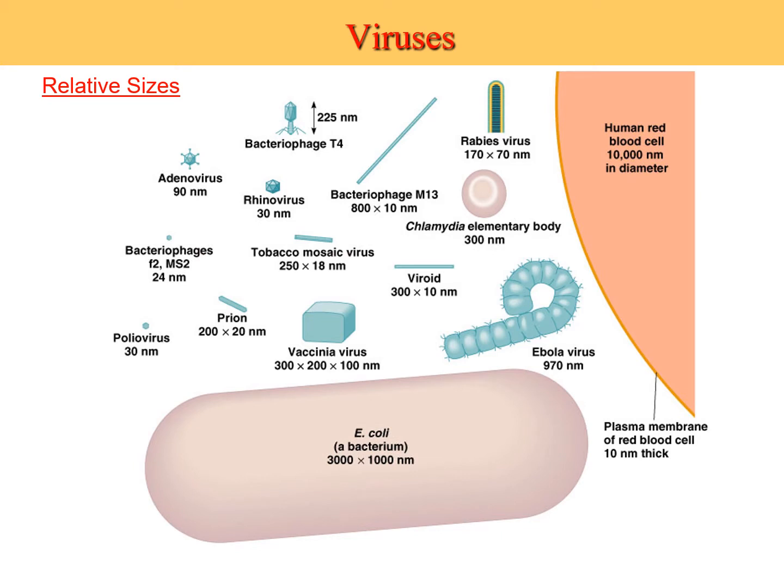Here's a diagram showing relative size. Just to give you some idea, this is an E. coli bacterium, 3,000 by 1,000 nanometers, or 3 by 1 micrometer. Human red cell, usually 8 to 10 micrometers, 8,000 to 10,000 nanometers in diameter. And the viruses, most are much smaller.